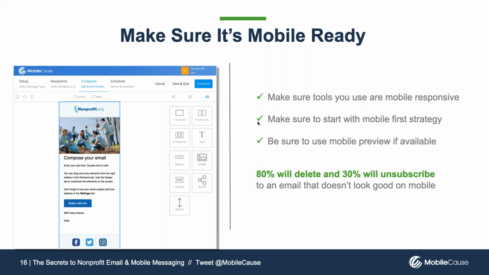The reason why I'm so serious about mobile first is the numbers there at the bottom of the right-hand side. 80% will just delete an email if it doesn't look good on a mobile device. 30% will unsubscribe. So if I can call back to where I started, every subscriber we get is worth potential donations for us.